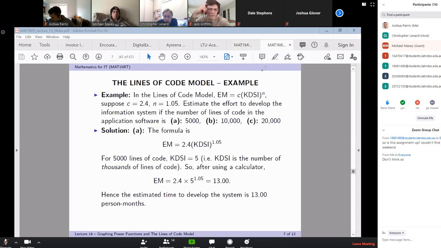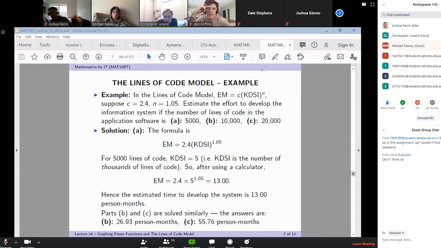On the other hand, let's suppose we do 10,000. If you've got 10,000 lines of code, then the KDSI would be 10, and it'd take you 26.9 months. Or if you had 20,000, it'd take you 55 months with one person, or if you had 55 people, it'd take 1 month.